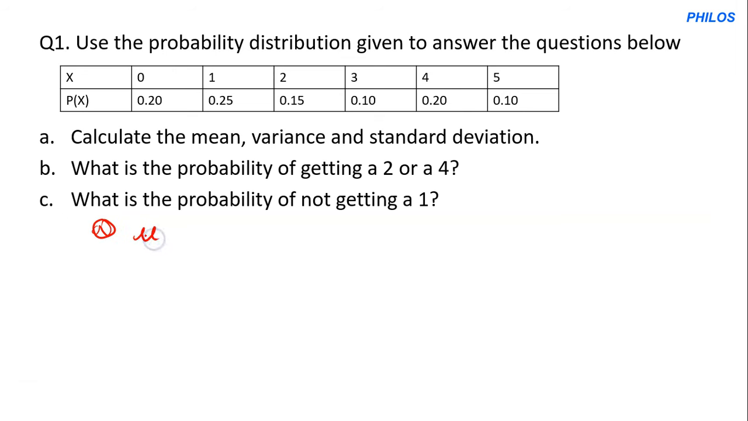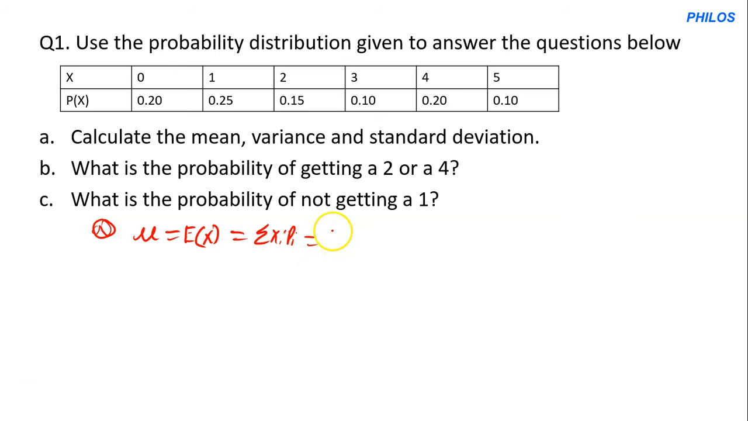the mean, mu, or you can write it expected value of x, is equal to sum of xi pi. What it means is, you should take the first x and multiply it by its probability plus the second x multiplied by its probability plus the third x multiplied by its probability up to the last one. That is the meaning of this formula.